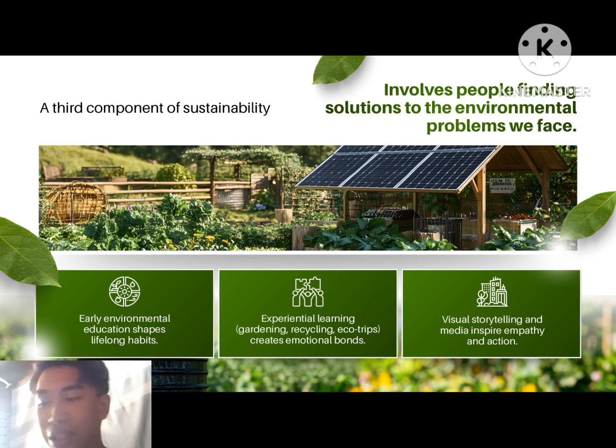Kani mura ni siya bayanihan nga physical nga buhat ba nga para mura gapon kanang masolusyonan ang mga environmental problems, mananang sila mag tabanganay para malimpyo na ang suba, usa na sa example. Pod ang ikatulo kay visual storytelling and media inspire empathy and action.